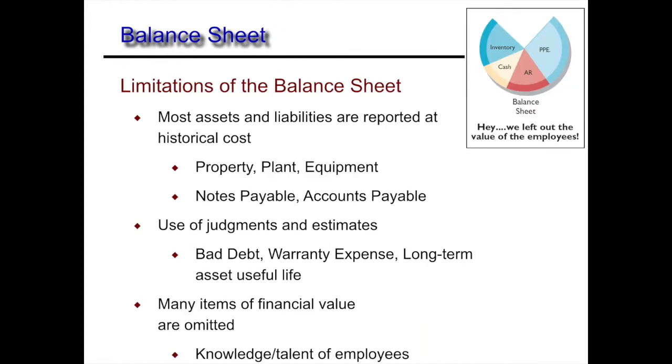Now, as useful as the balance sheet is, it still comes with some limitations. Recall that assets, at least most of them, are recorded at historical cost via GAAP's historical cost principle, like property, plant, and equipment, notes payable, and accounts payable. However, some things that are on the balance sheet require judgment or estimates on the part of management. For example, bad debt expense, warranty expense, and long-term asset useful life.